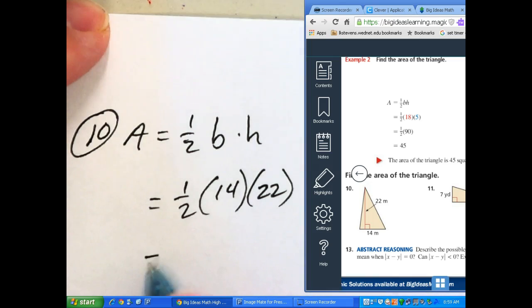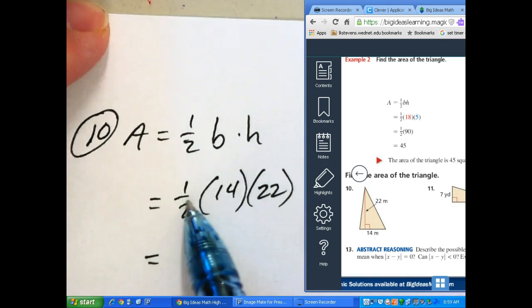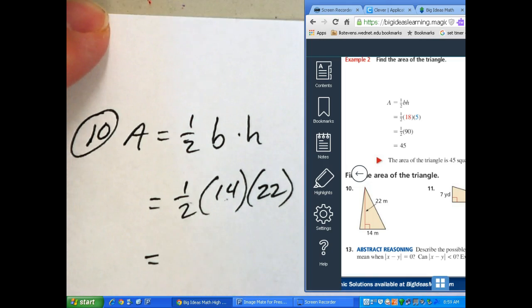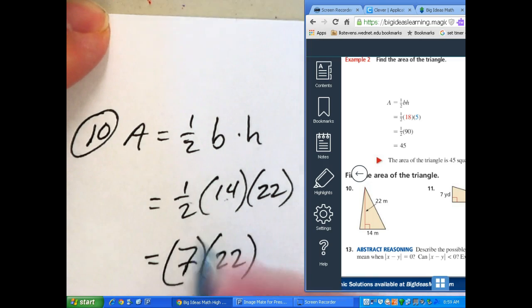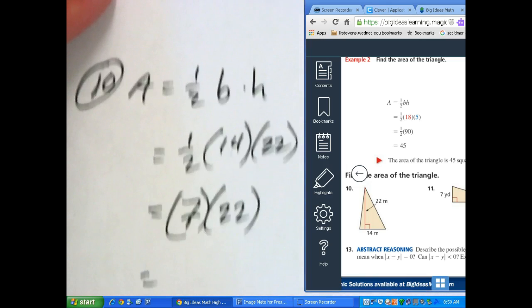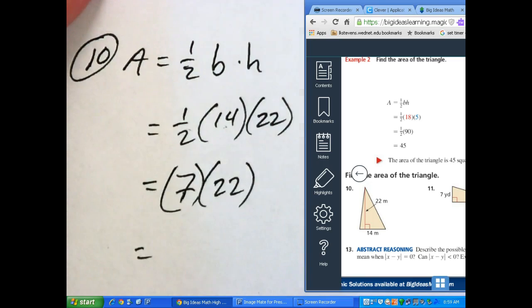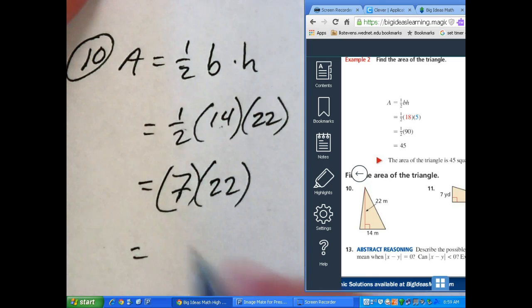Now notice when you're going through this, it's hard to multiply 14 by 22 in your head, but you could do 1/2 of 14. What's half of 14? 7. Okay, so now you have 7 times 22. Makes the mental math a little easier. Okay? What's 7 20s? 140. And what's 7 2s? 14. So what's my answer?